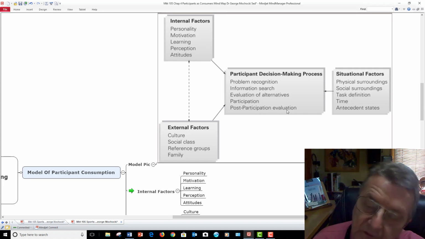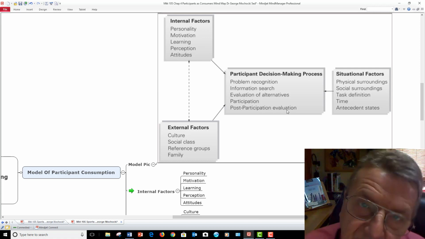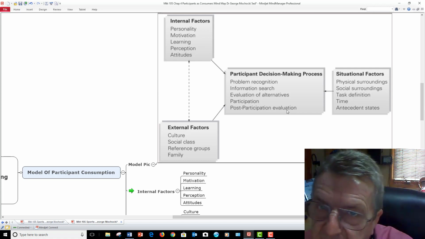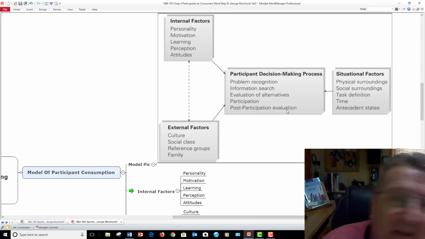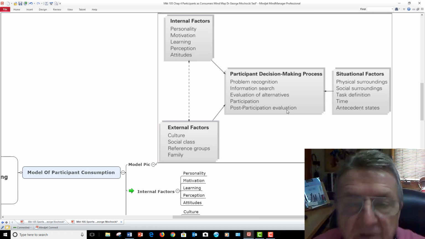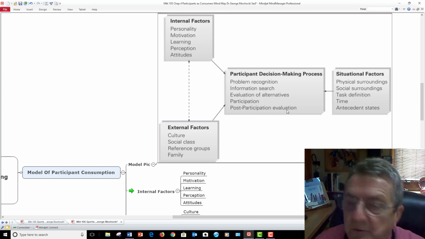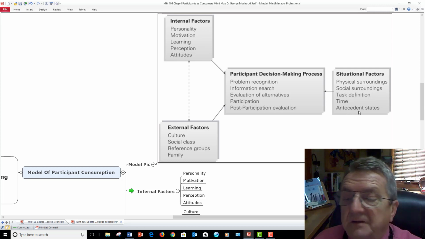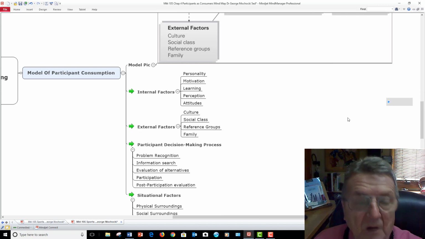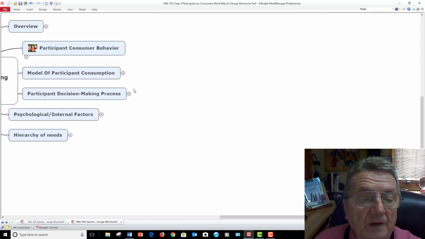So you see in sports, people can try it as spectators, and they can try it as a participant, but sometimes they may not like it for whatever reason, their physical reasons or just their attitude toward the sport, okay? And then situational factors: physical surroundings, social surroundings, task, time. In essence, those are different things that I love about that. All right, so we have that, so I'm going to close that off.